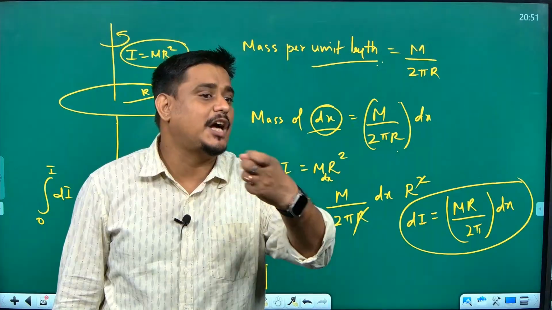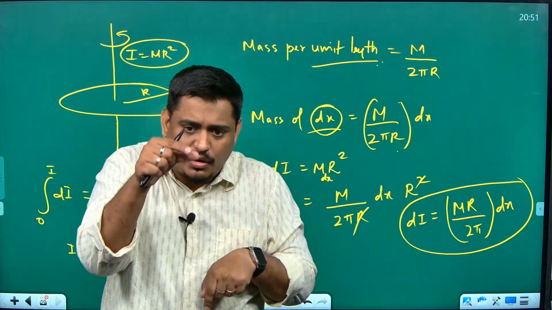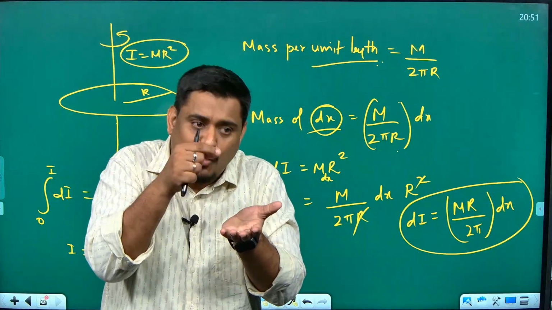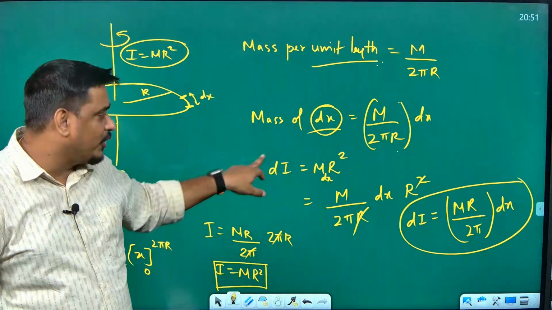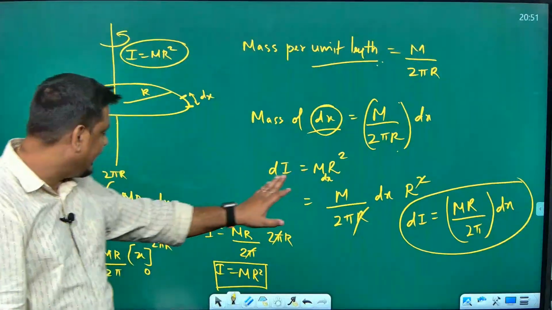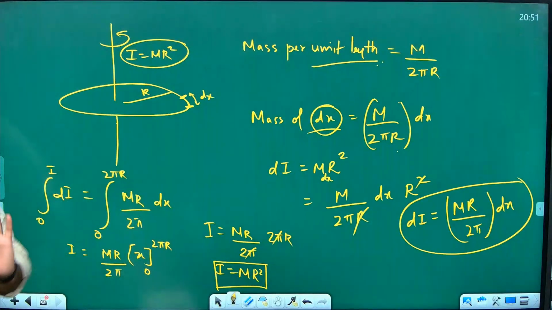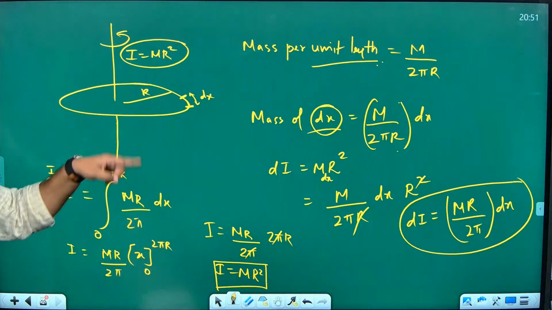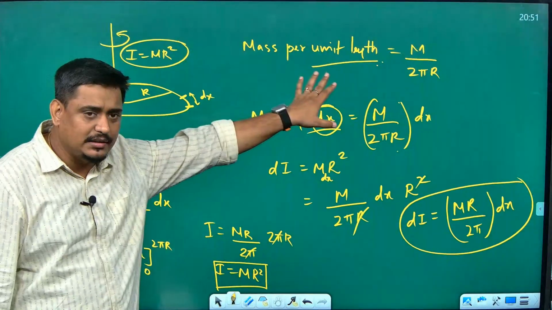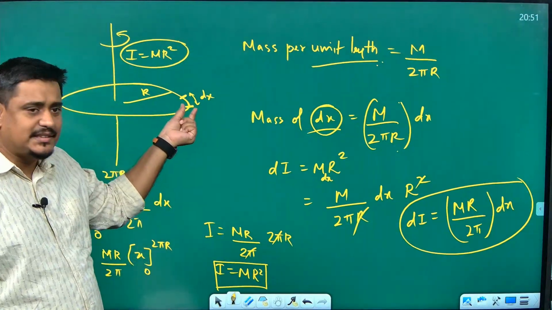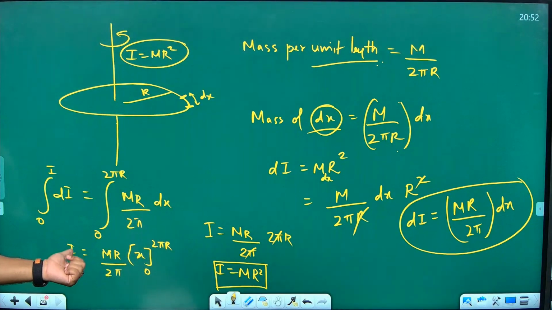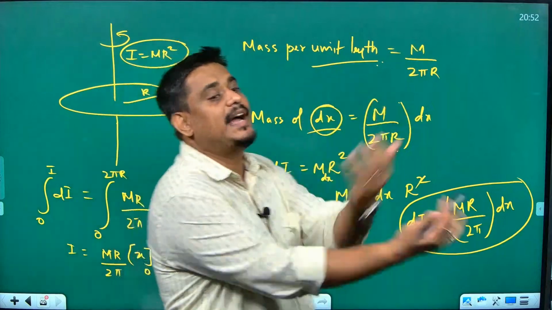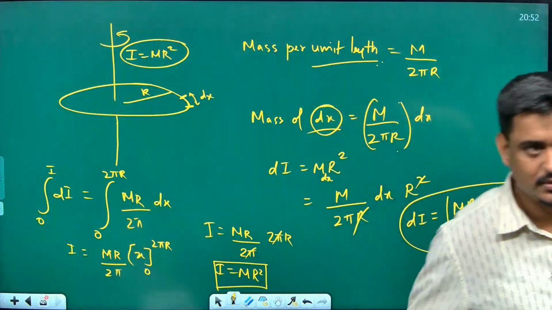If you ask me for a disk, how will you find it? For a disk, I will take a small area dA, and for that area I will find the mass. Then I will find the small moment of inertia for the small dA portion. Then I will integrate within the limits, I will get the answer. Are you getting? Is it clear to you what I have done? Mass per unit length, then mass for the small portion dx, then finding the small moment of inertia dI, and integrating within the whole limit to get the moment of inertia of the entire circular ring. Is it clear to you?